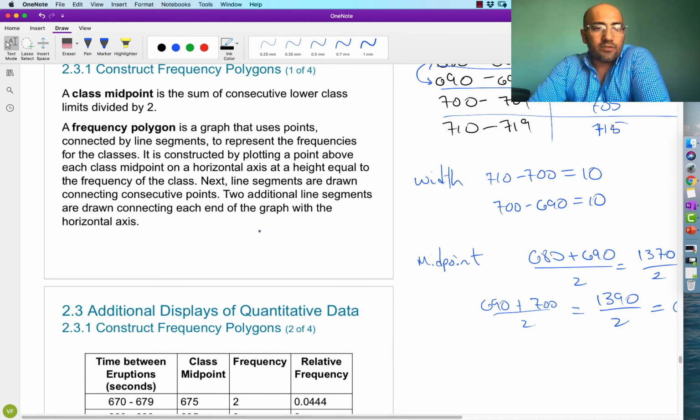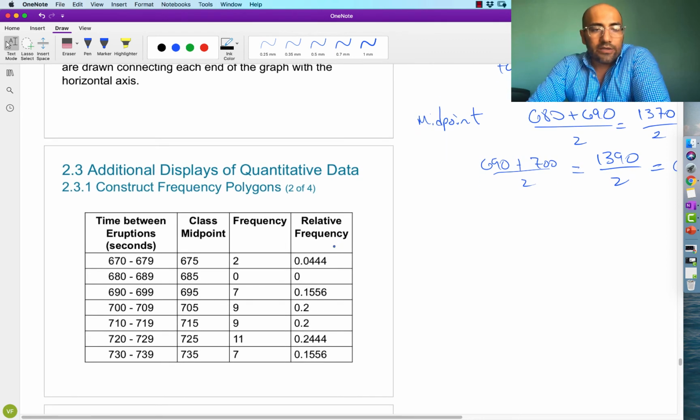Next, line segments are drawn to connect the consecutive points, and then 2 additional line segments are drawn to connect each of the end points to the horizontal axis. Okay, so here's an example. These are all the lower class limits and upper class limits. So in the first class, if we add 670 and 680 together and divide by 2, we get 675, the class midpoint for the first class. If we add 680 and 690 and divide by 2, we get 685, and then 695, 705, 715, 725, right? So that's how we find all the class midpoints.